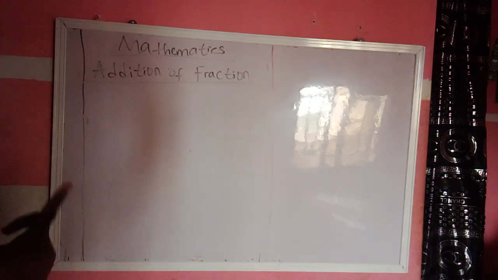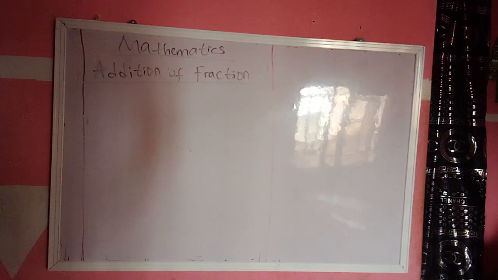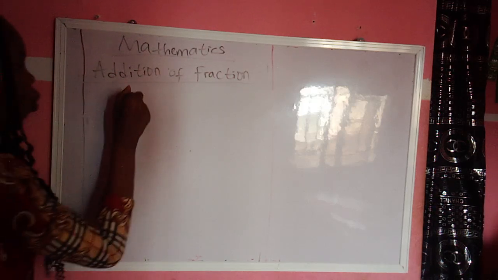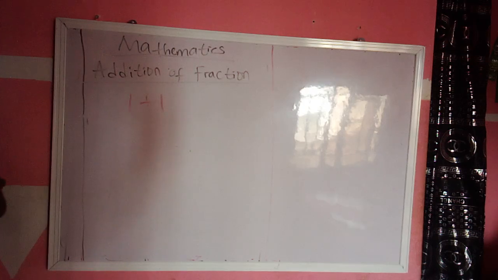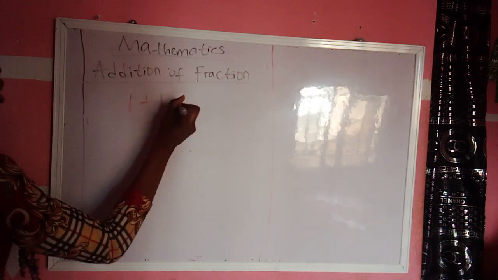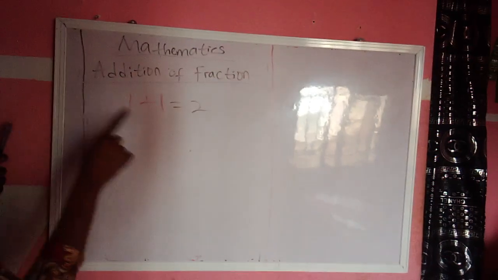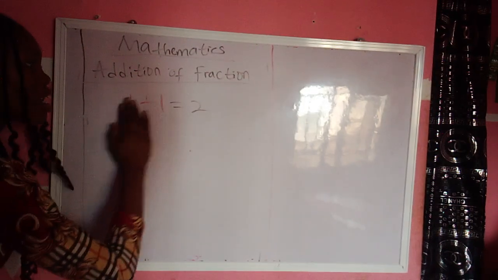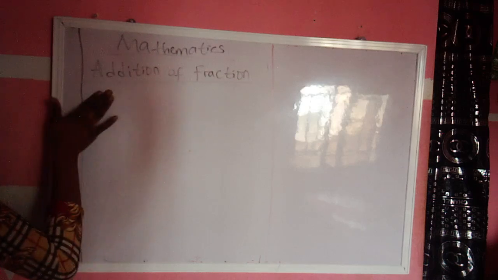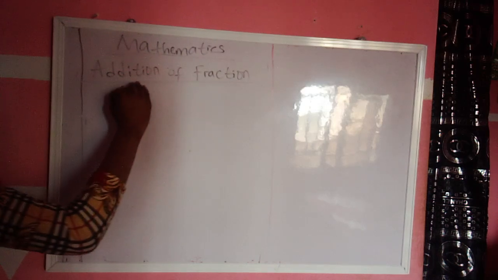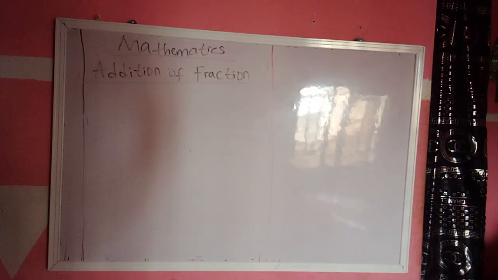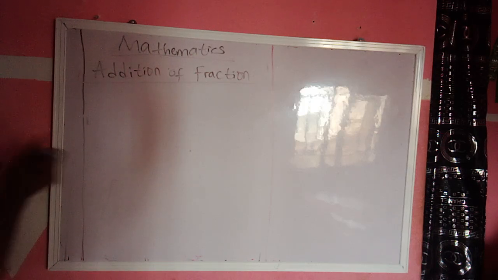Addition of fractions. Now, we know that to add two numbers, you just do 1 plus 1, and it gives us what? 2, right? This is addition of numbers. But today, we are not learning this. We are learning how to add fractions. Now, what are fractions? Fractions are not ordinary numbers. Instead, they are parts of a number. A fraction is simply defined as a part of a number.